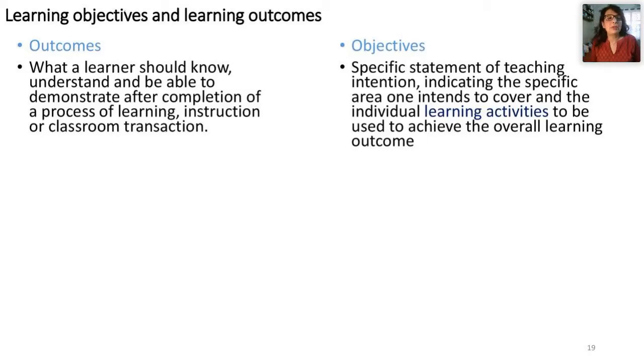So if you look at what the difference is between an outcome and an objective, a quick look at this. What a learner should know, understand, and be able to demonstrate after completion of the process of learning is an outcome. The demonstration part is the critical part, what he's able to show after you have given the instruction. An objective, on the other hand, is the specific statement of teaching intention. What do I as a teacher intend to do, indicating the specific area that you want to cover and the individual learning activities that I want to give to my learner.